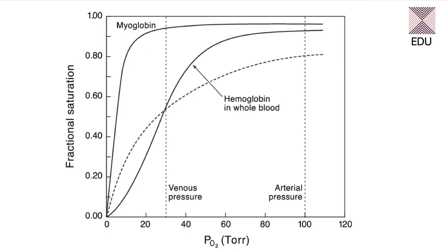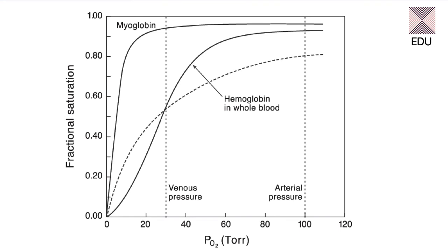Now, this is the curve for the fractional saturation, or you can say the oxygen saturation, against the partial pressure of oxygen. This is a comparison of myoglobin with hemoglobin. Now you can see two curves. First is of myoglobin, second is of hemoglobin. So you can very well see that myoglobin is far more efficient than hemoglobin as far as the percentage saturation, or the fractional saturation, is concerned.